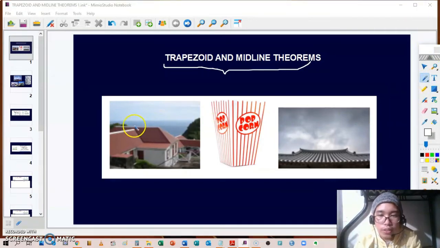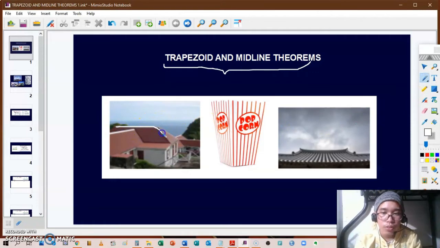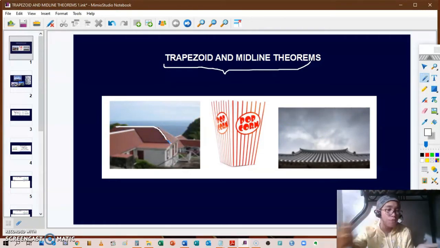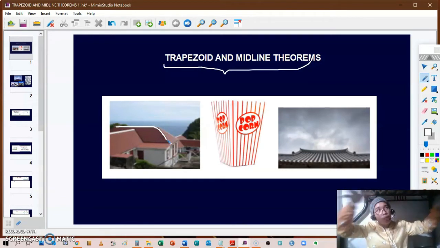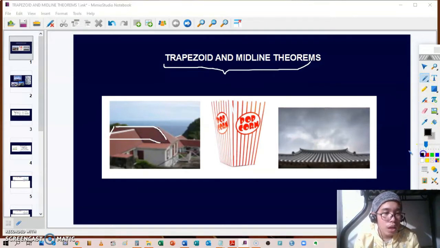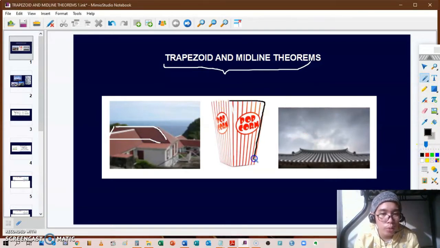You can see here, guys, we have a roof. The shape of a roof is mostly found in subdivision roofs. And when you look outside, you're going to see shapes of roofs that have trapezoids on them. Also the shape of a popcorn container, or the popcorn box, has faces that are shaped like trapezoids. This popcorn box has 4 trapezoidal faces for its cover.